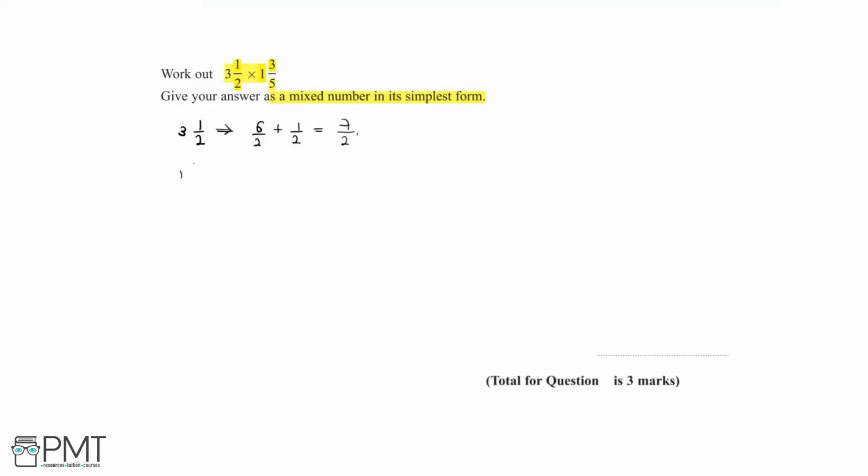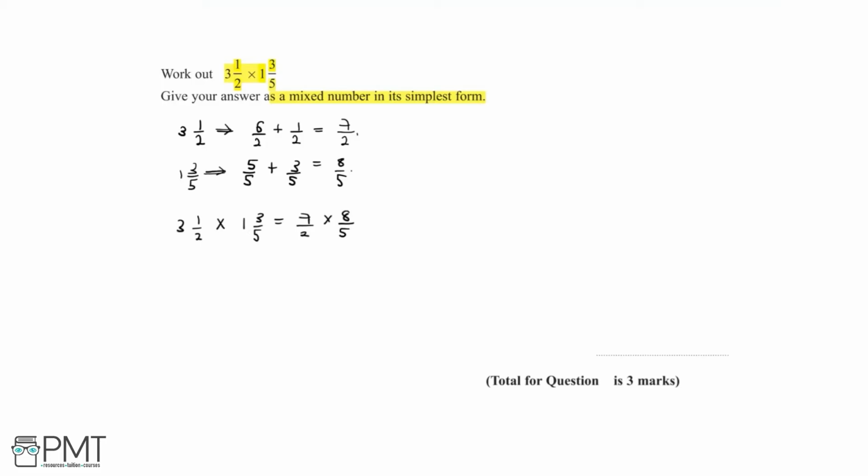Now let's move on to 1 3/5. We can say that 1 is equal to 5 over 5. And so 1 3/5 would be equal to 5 over 5 plus 3 over 5, which is equal to 8 over 5. And so we can say that 3½ multiplied by 1 3/5 is equivalent to 7 over 2 multiplied by 8 over 5.